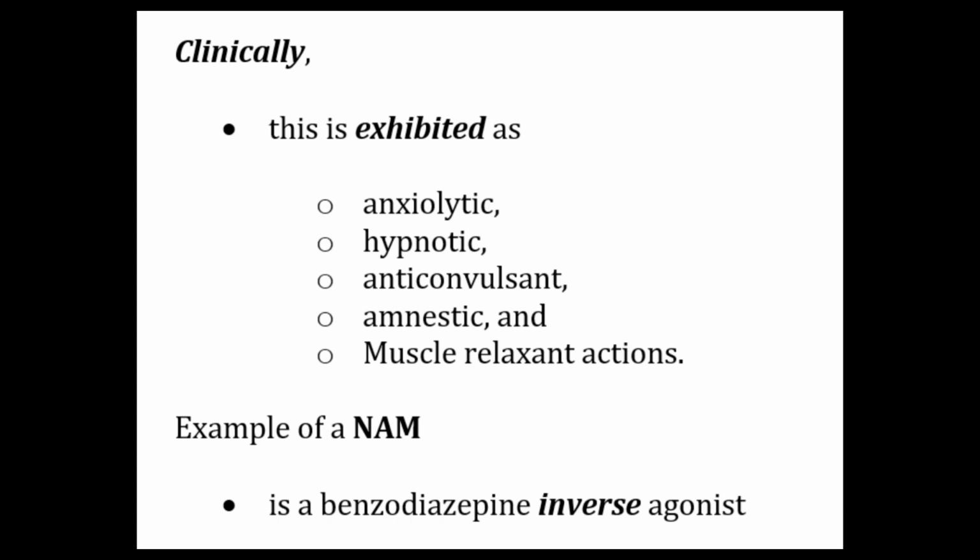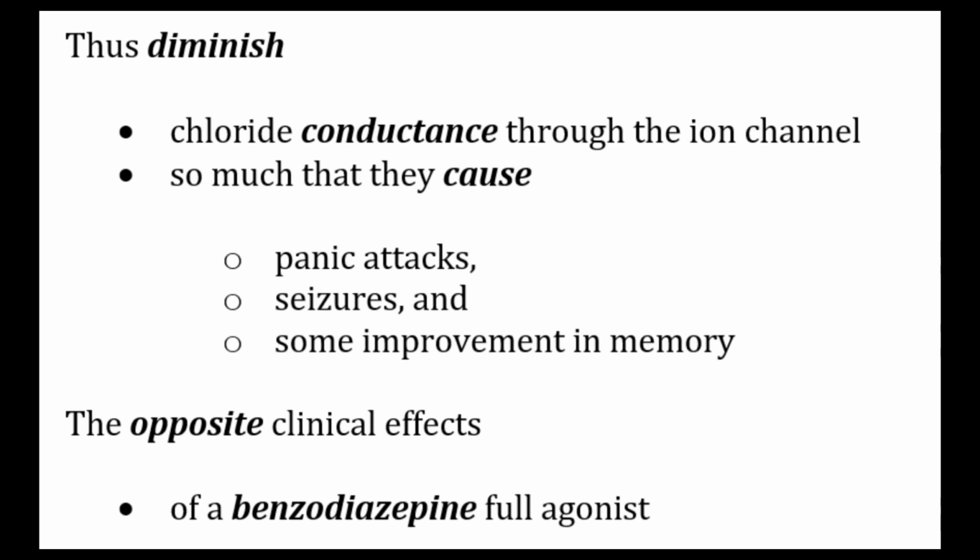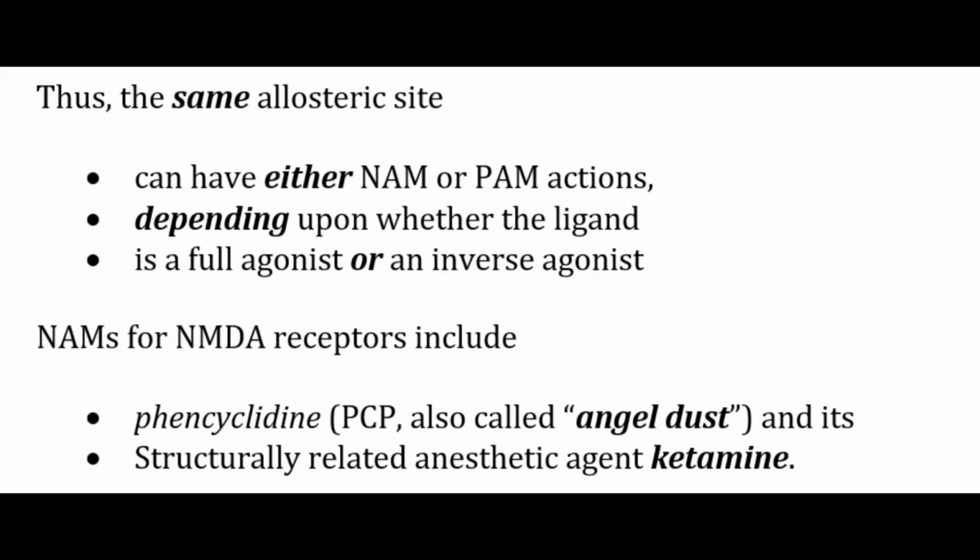Now, an example of a NAM is a benzodiazepine inverse agonist, and they can appear as net agonist or net antagonist depending upon the amount of naturally occurring full agonist neurotransmitter that is present. These diminish the chloride conductance through the ion channel so much that they can cause panic attacks, seizures, and some improvement in memory. That is the opposite clinical effects of a benzodiazepine. Thus, the same allosteric site can have either NAM or PAM actions depending upon whether the ligand is a full agonist or an inverse agonist.